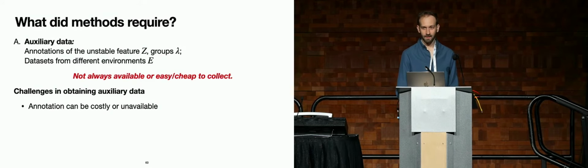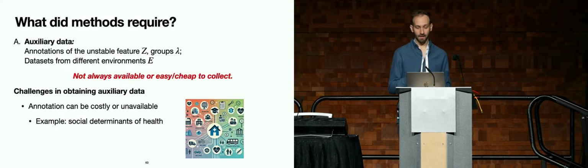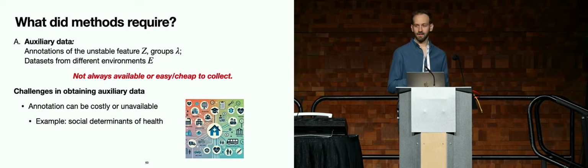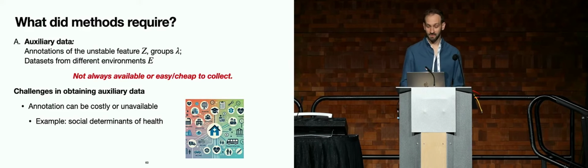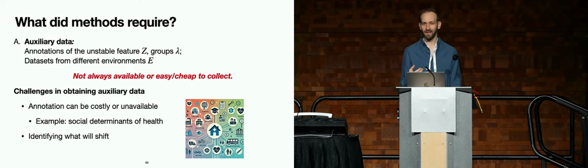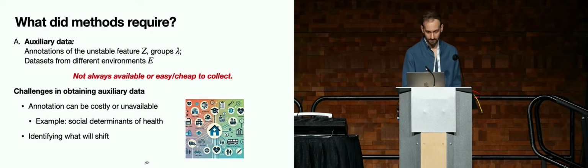And there are 2 challenges in terms of obtaining this data. First is that the annotation can be very costly or unavailable. An example for that is social determinants of health. Often in health, we care about subgroups that are defined by different social properties. Some of these are widely available, like data about income or places of living. But some of them are harder to collect. For instance, data about transportation or about mental health is very hard to collect, and these annotations are much more costly. So this is challenging, right? How do we get group annotations for this? And the second thing is identifying what will shift. If I think I might have some spurious correlation with a nuisance in my data, I need to know what that nuisance is, and it's really unclear how to do that.